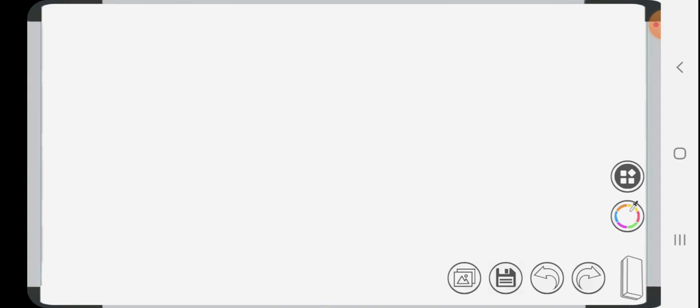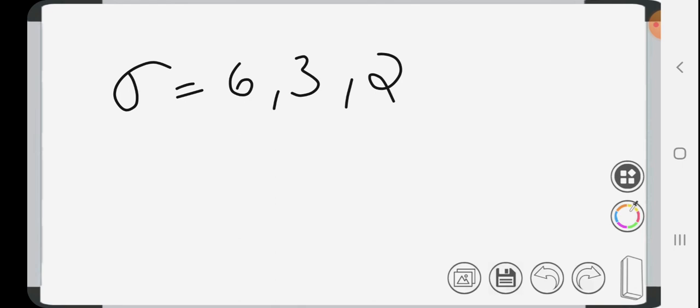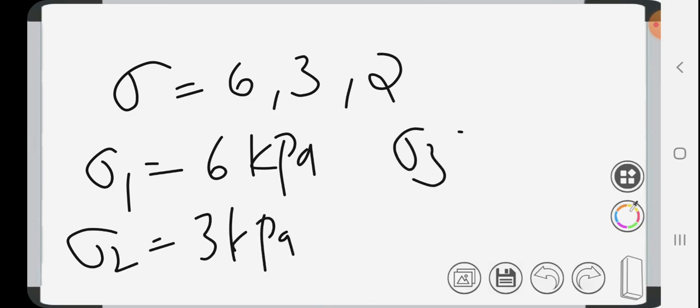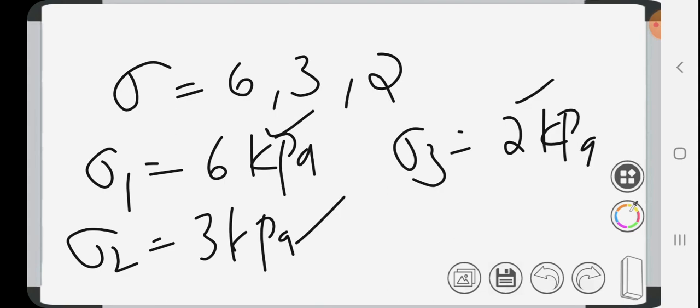Okay. So if you solve that equation, you will get sigma as 3 values: 6, 3 and 2. Means sigma 1 equal to 6 kilopascal, sigma 2 equal to 3 kilopascal and sigma 3 equal to 2 kilopascal. So these are the principal stresses. 3 principal stresses are possible.